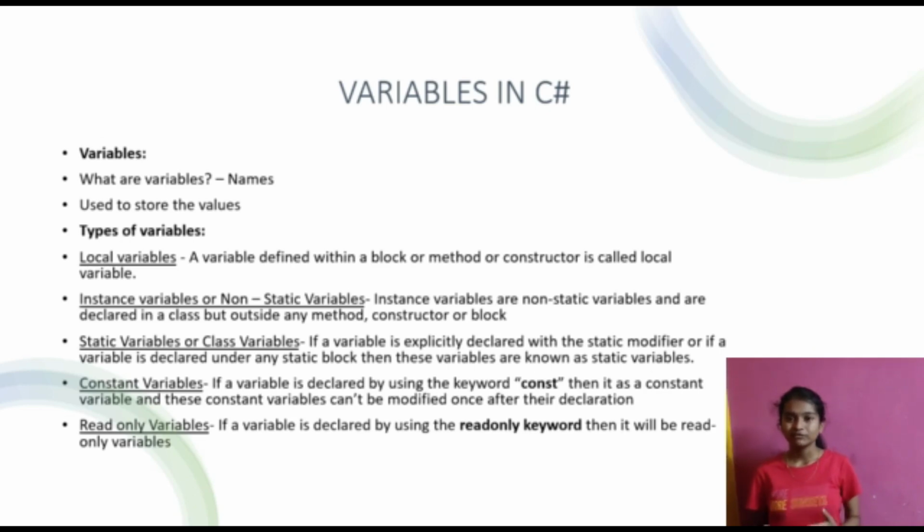Each variable has a specific type which determines the size and the layout of the variable's memory, the range of values that can be stored in the memory, and a set of operations that can be applied. In C#, there are 5 types of variable. First is the local variable. These variables can be defined in a method or a constructor or a block. These variables are created when the block is entered or the function is called, and destroyed when the variable exits from the block or the call returns.